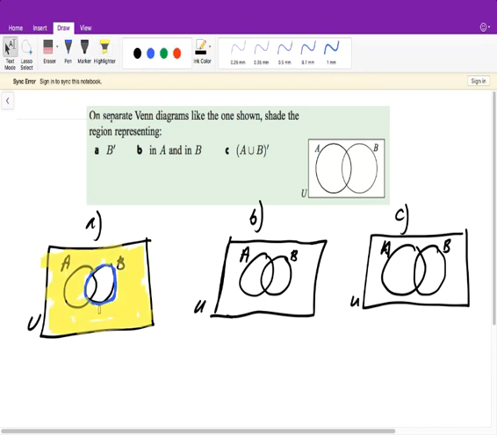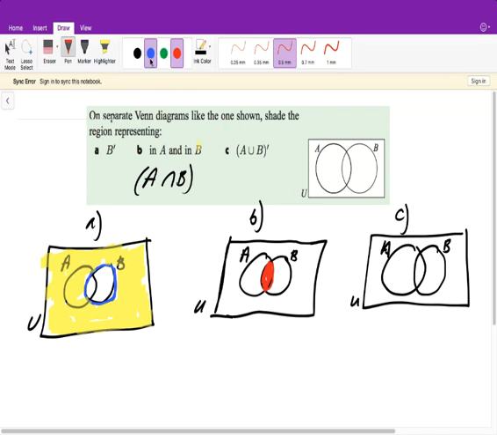All right, for B, it says it's in A and in B. So this you would see written on your test as A intersection B. All right, so the part that is in A and in B is this part here that they overlap. So this part would be our solution, and that's the region that's in both set A and in set B.